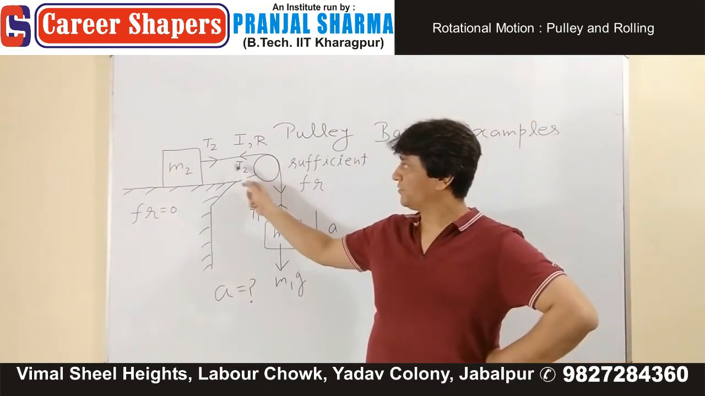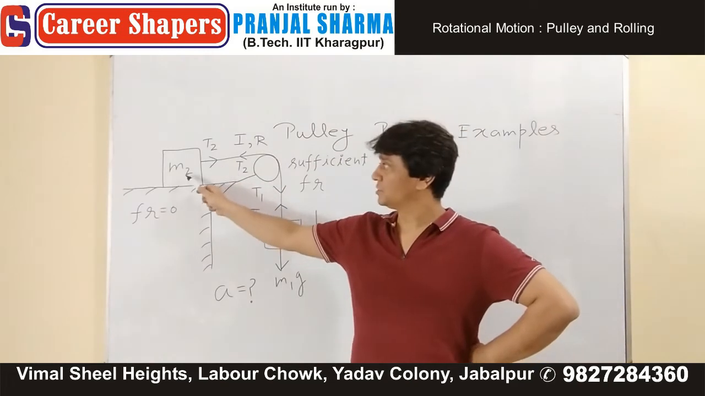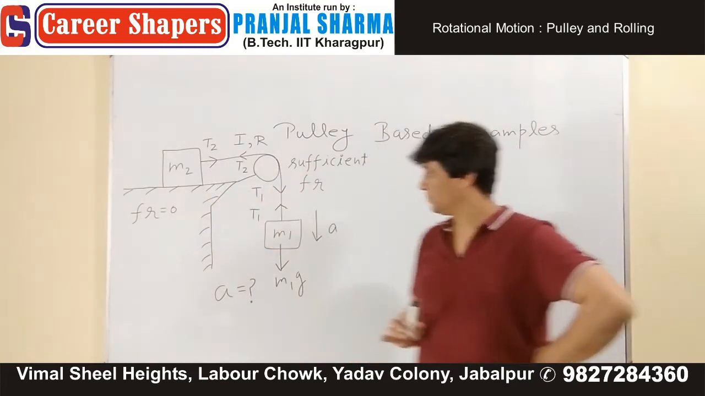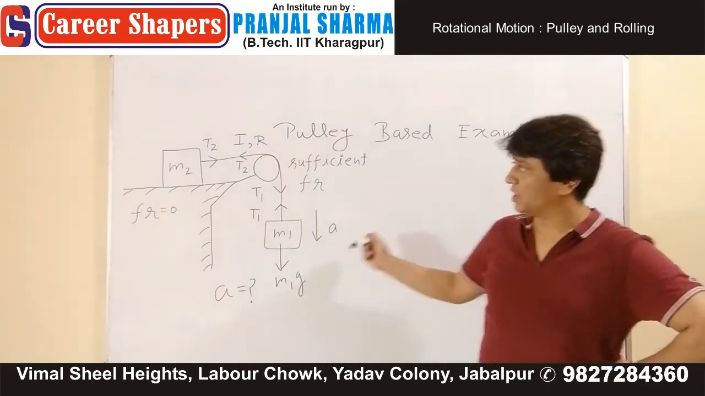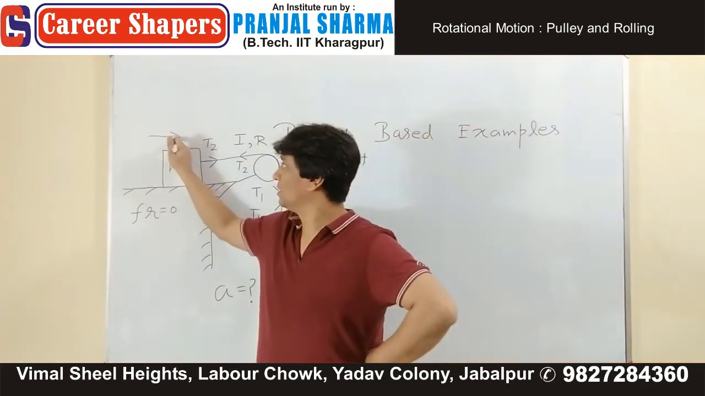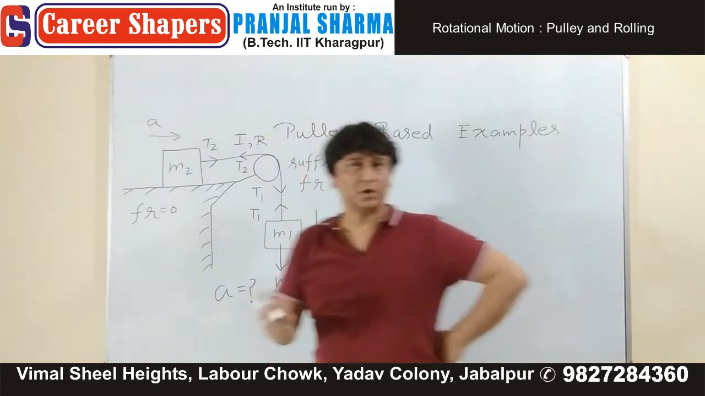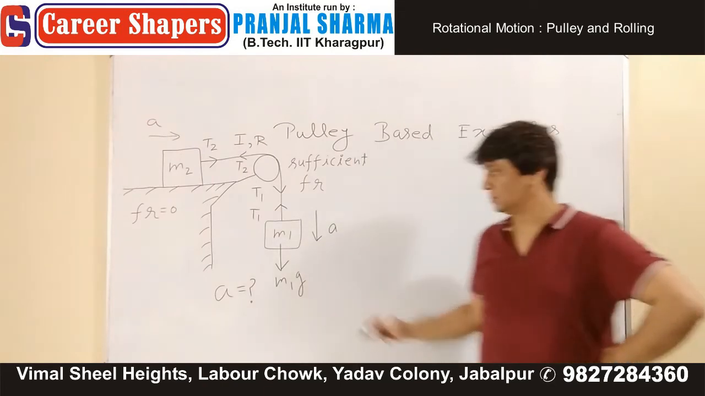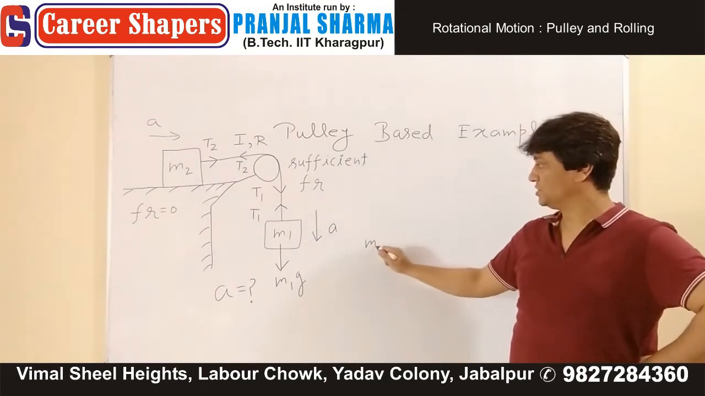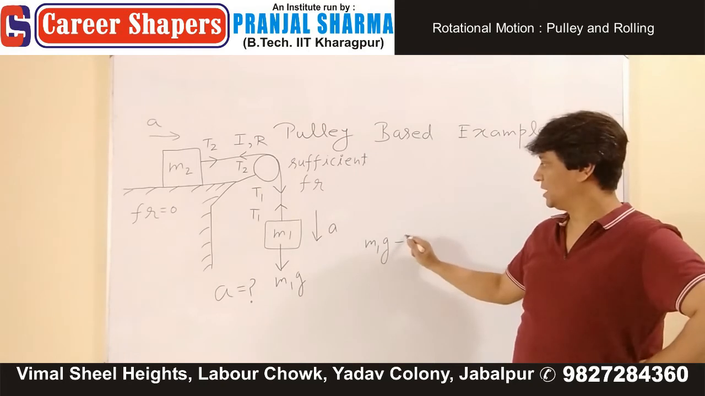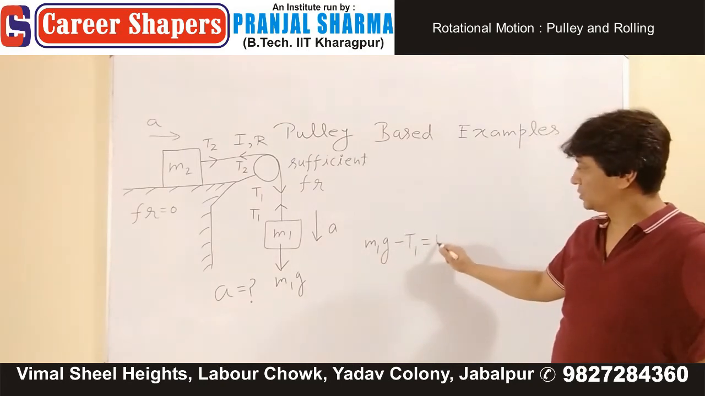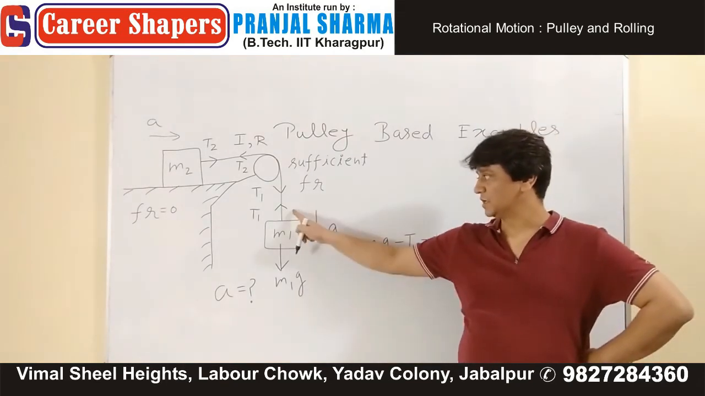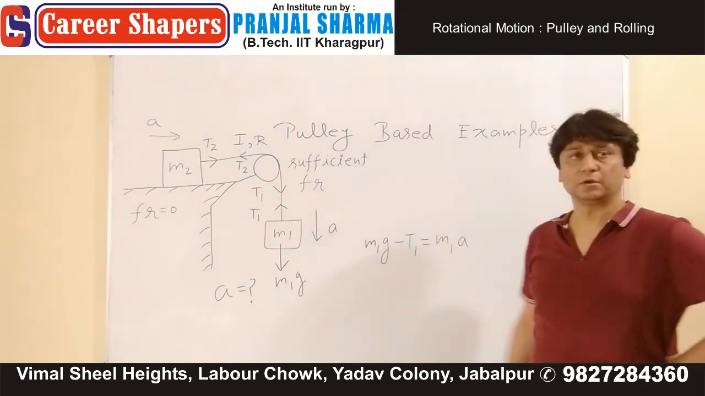Tension acts away from the body, away from the body. This is the body, away from it. This is the body, away from it. If M1 is coming down with A, this M2 is also moving with same acceleration A. So what is the equation for M1? M1G minus T1 equals M1A. First, this minus this, mass into acceleration.